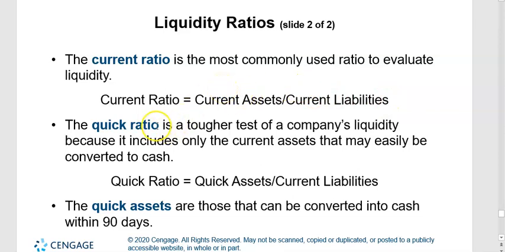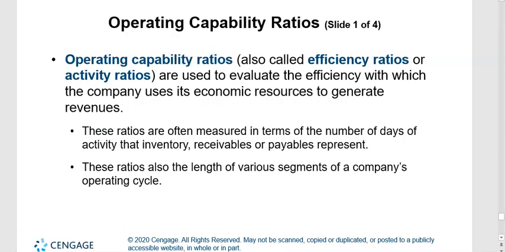The quick ratio is an even more stringent evaluation because it only looks at quick assets, which you think are going to be converted within 90 days. Generally speaking, that's usually cash, accounts receivable, and short-term investments, and that's usually about it. Then we look at operating capability ratios. I usually call them efficiency ratios, but they try to calculate how fast inventory is turning over, and then receivables and payables, so that we can calculate the operating cycle, how many days in an operating cycle.